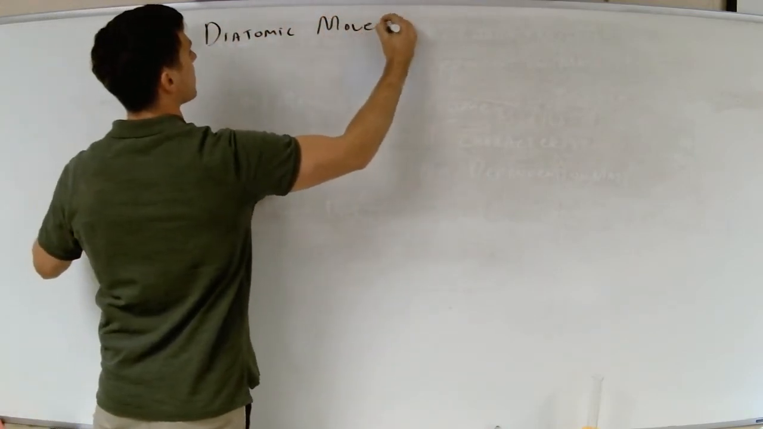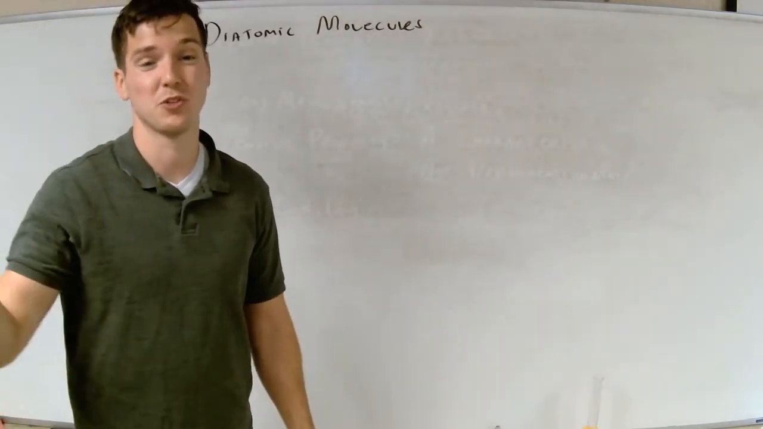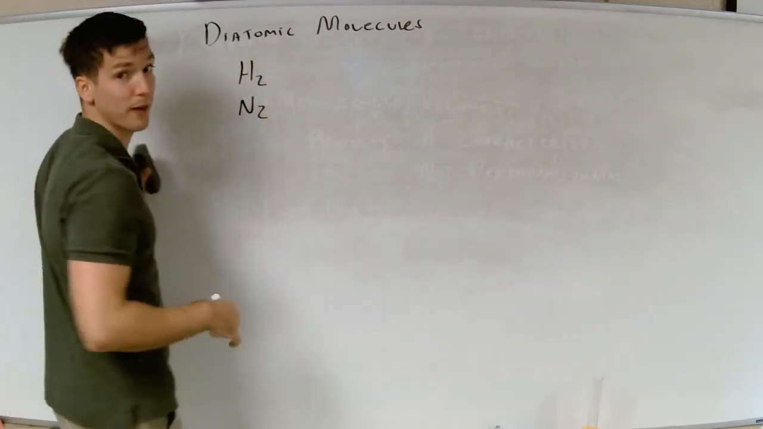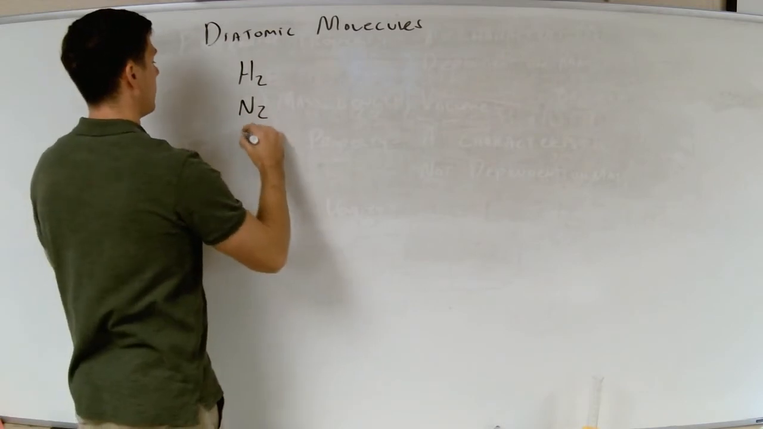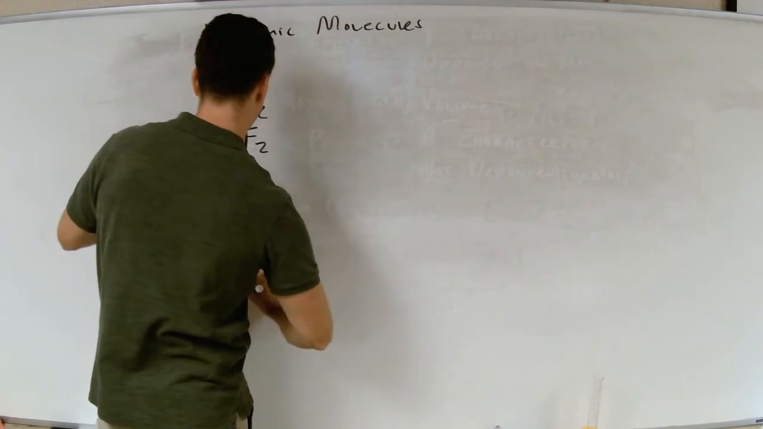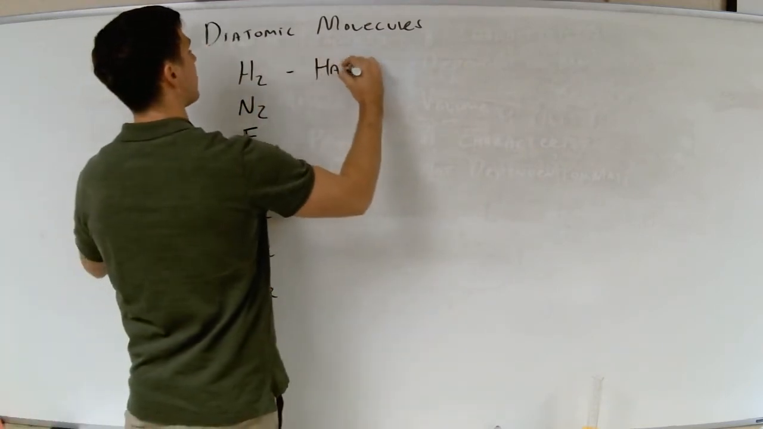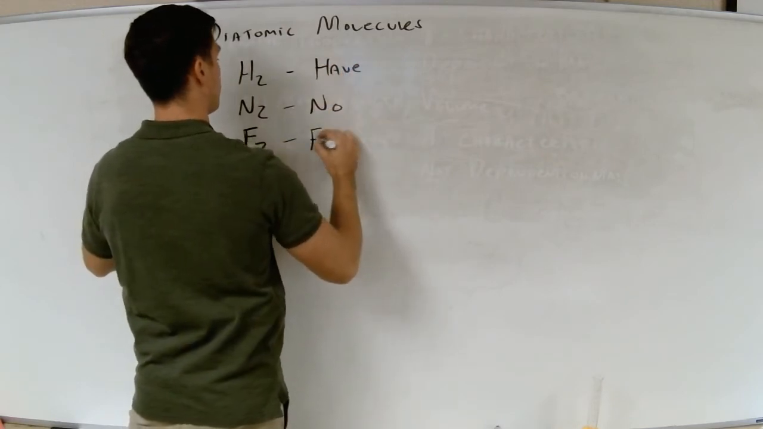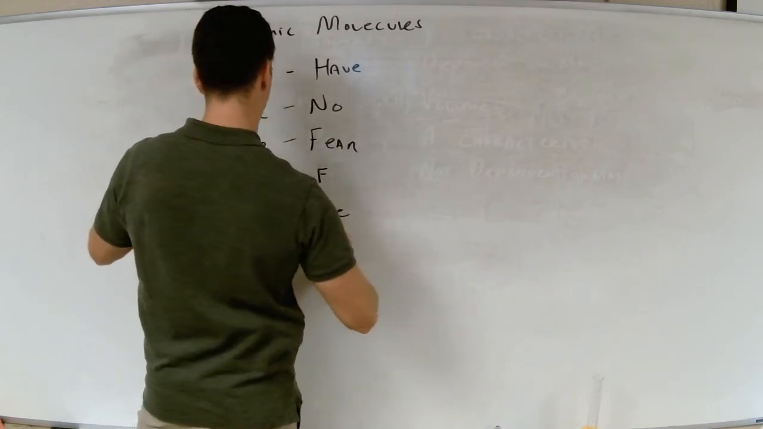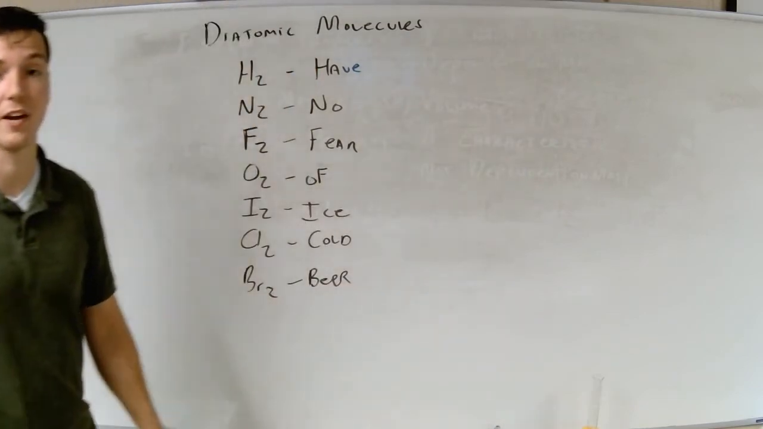Whenever I'm talking about oxygen, hydrogen, fluorine, it's going to be H2, O2, F2. Remember, I have a nice mnemonic device to remember this: H2, N2, F2, O2, I2, Cl2, Br2. It's "have no fear of ice cold beer." So these are our molecules that are always paired with one of themselves.